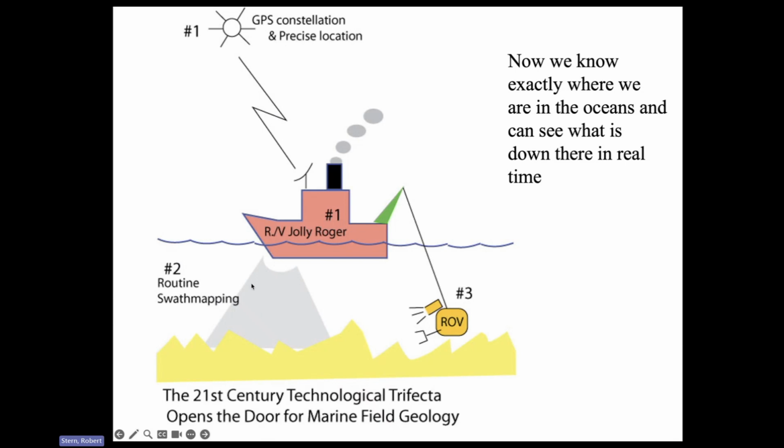Number two, we now do something called swath mapping, and I'll explain more about what this is. This allows us to map broad swaths of the seafloor from the ship in real time. And finally, we have technology that allows us to go to the bottom of the ocean or close to the bottom. These are called ROVs, and we'll talk more about that. So the combination of knowing where we are, knowing what the seafloor looks like, and being able to go down there and see what's going on from the surface is what's opened the door for modern marine field geology.